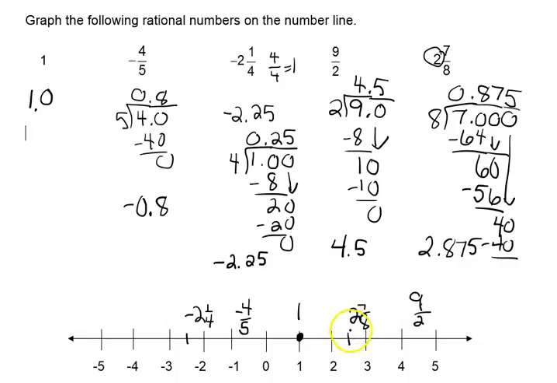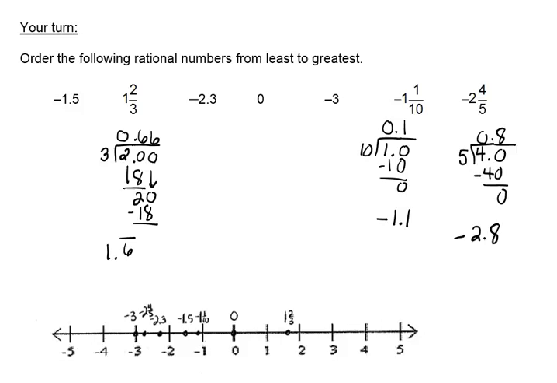Okay, now go ahead and try one on your own. Let's see how you did. Go ahead and check over your work and see if you ordered those rational numbers on the number line from least to greatest correctly. If you did, let's go ahead and celebrate.